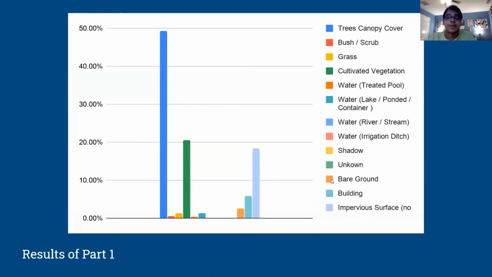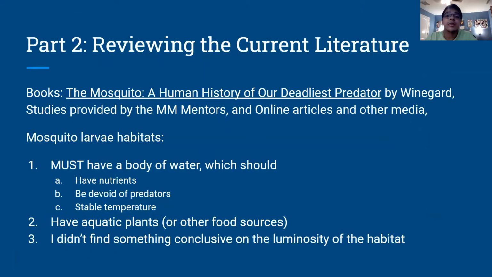Tree canopy cover seems to be the most predominant land cover element, with cultivated vegetation and impervious surfaces coming in second and third. So this tells me that there's a lot of shade in my community and a lot of vegetation. So those are two important things to keep in mind.